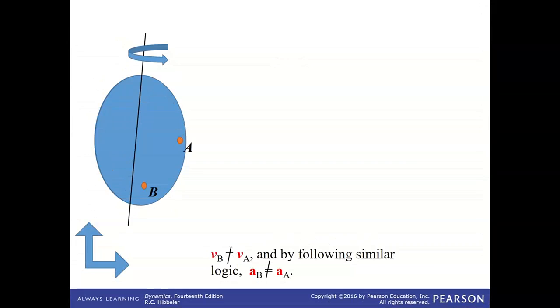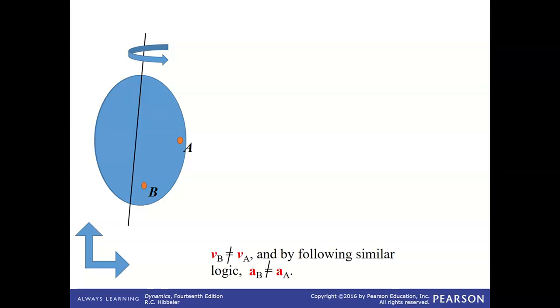But what about points A and B that are not on the axis of rotation? Let's consider that point A is farther away from the axis of rotation, and point B is closer to the axis of rotation, but neither of them is on the axis of rotation. In that case, the velocity of B and A are not the same, and neither is the acceleration. So how do we calculate the velocity and acceleration of points with respect to the axis of rotation? We are going to derive this equation shortly in today's class.